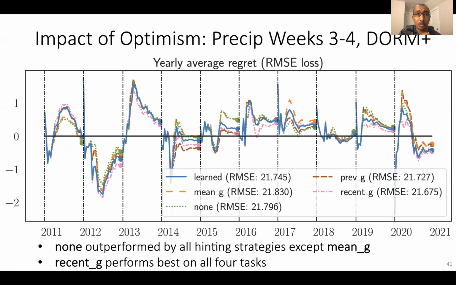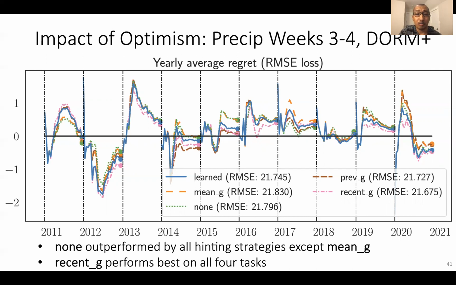Now we can also explore the impact of our optimism strategies on regret. Recall that we've been studying 4 different optimism strategies: none, mean G, prev G, and recent. We find that none, which is not using any hinting, is outperformed by all the hinting strategies except for mean G. So that's promising. We're seeing the benefits of actually using hinting for the future and missed feedbacks.